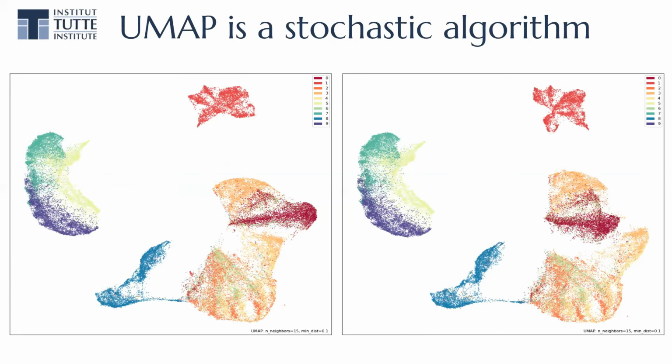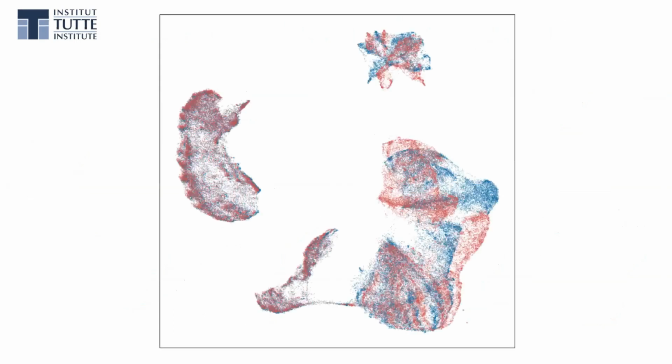But fairly similar isn't the same. Perhaps from these plots, it's a little bit hard to see that they don't exactly match, but if we overlay them on top of each other, you see that there are significant differences. Here, the blue points are from the left embedding, the red points from the right embedding.